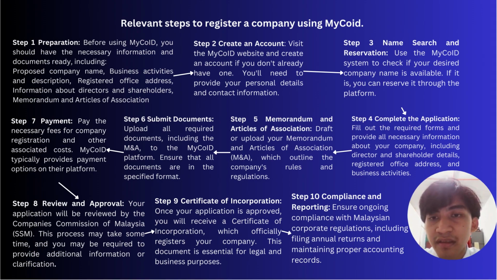Step 7. Payment. Pay the necessary fees for company registration and other associated costs. MicroID typically provides payment options on their platform.